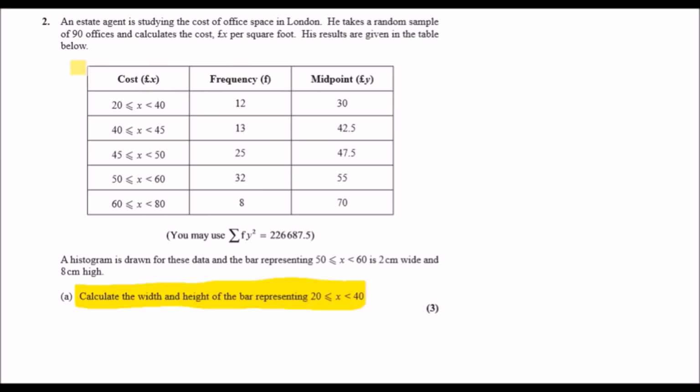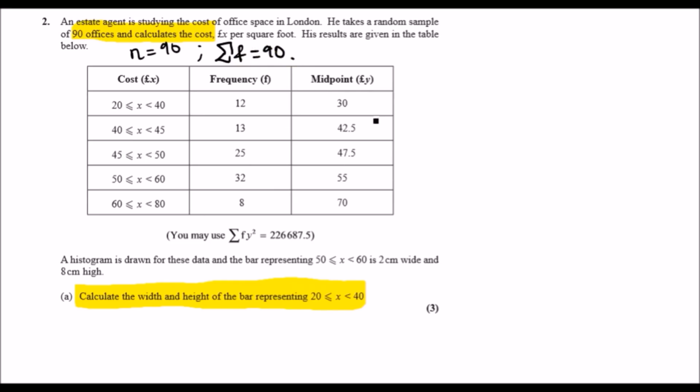So first things first, for every type of question, we should always record the value of n. So we can say here that we have a total sample size of 90, or, according to this table, a total frequency of 90. You could use both here. So they're both the same.